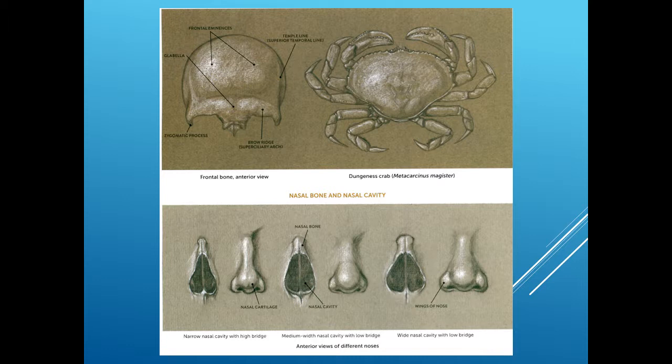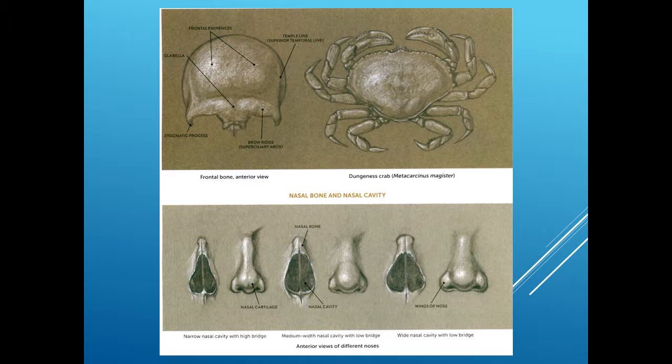And then these things, we know them as nostrils, but they're actually called the wings of the nose. Nostrils are wings of the nose. So we'll take a look here at the wings of the nose, and people have different size noses. Even these three are different size noses, different drawings. So we have a narrow nasal cavity, a medium, and then a wide nasal cavity.